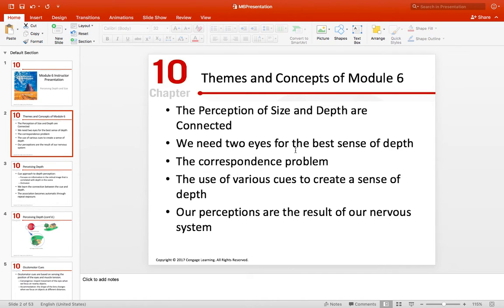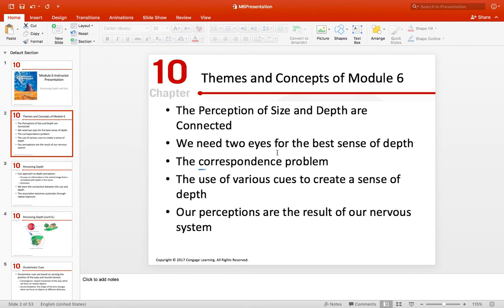This is not an exhaustive list, but I tried to make them general enough to more or less fit everything. One point that you should be aware of is that the perception of size and depth are connected. You can't really have one without the other. In other words, depth is more involved with how far away or how close we think something is. And of course, the size of an object is our estimation of how big or small it is.